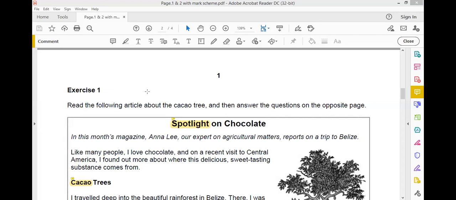As we can see in front of us for the past paper, we have exercise one, reading comprehension. This is one of the questions of the IGCSE past paper for the English course. Who can tell me what are the criteria or the steps to answer this type of question? Do you have any idea?